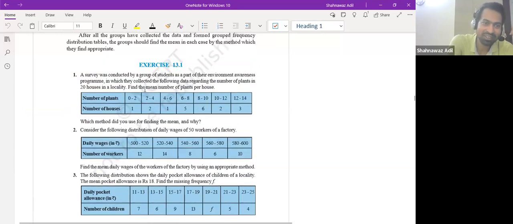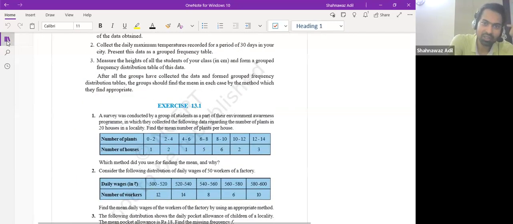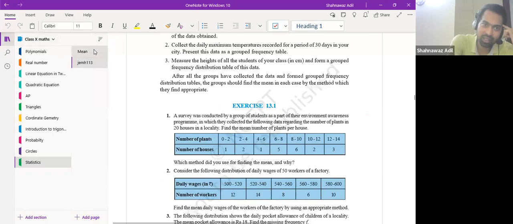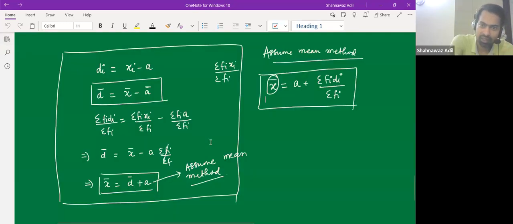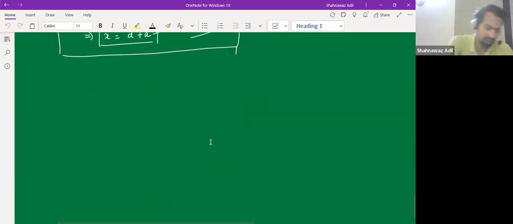Okay, so what we were doing actually. Shoaib and Amar were not there, right? So let me quickly give a recap of what we did, and then we will talk about the next method, which is the step deviation. In the previous class, Amar and Shoaib, what we did was that.